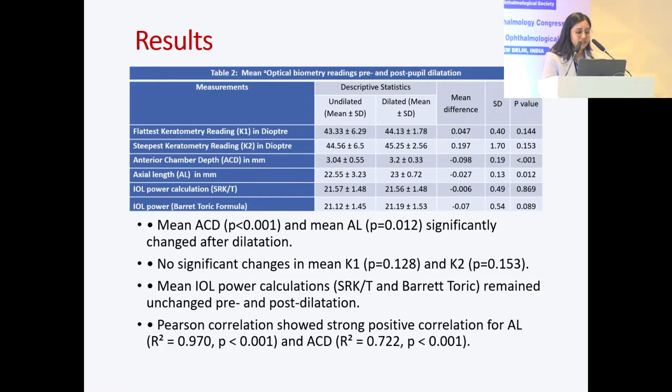These are the results. The mean ACD and mean AL were significantly changed after dilatation, but there were no significant changes in mean K1 or K2, and mean IOL power calculations were not affected statistically significantly using both the SRK/T as well as the Barrett Toric formula.